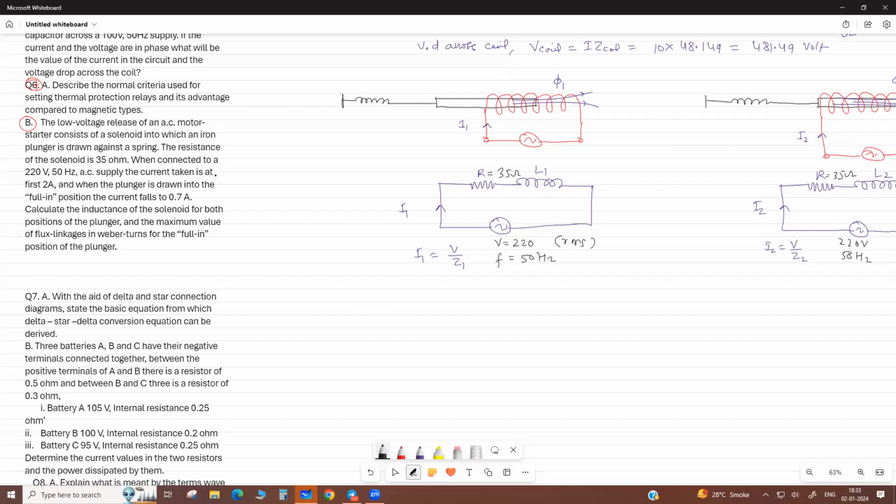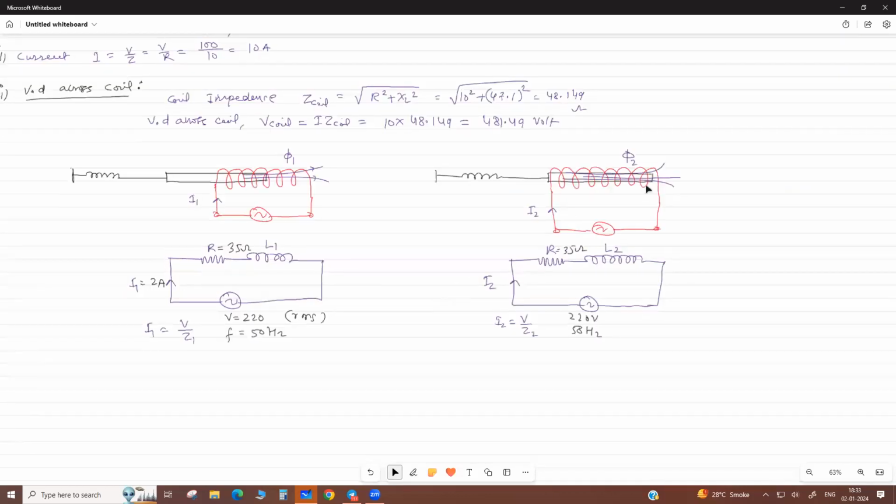Now the current is taken at the first initial condition. What is the current? 2 ampere. Initially, when the plunger is drawn into the full in position, the current is down. Now if the plunger is in the full in position, then the current is down to, what is the current here?